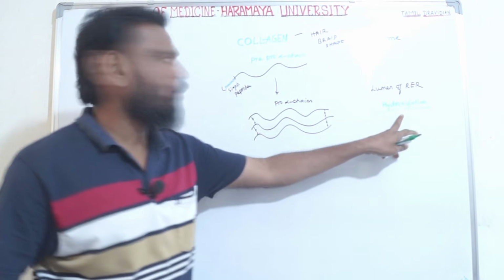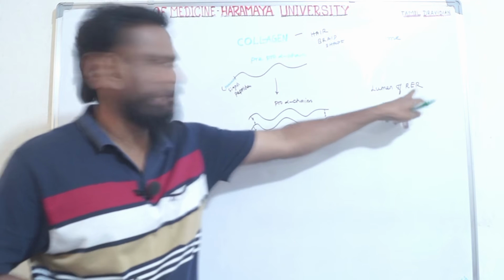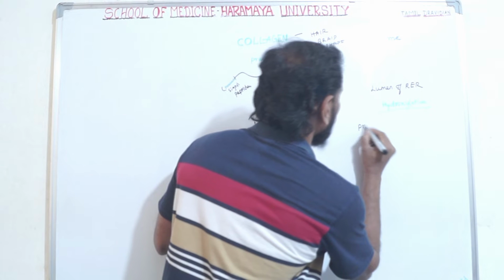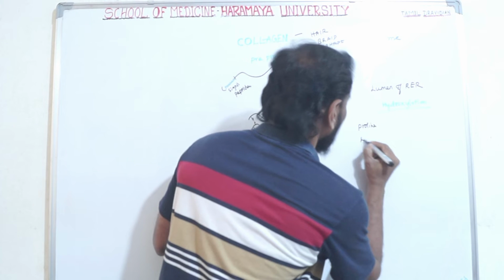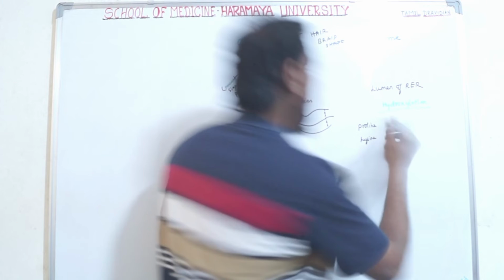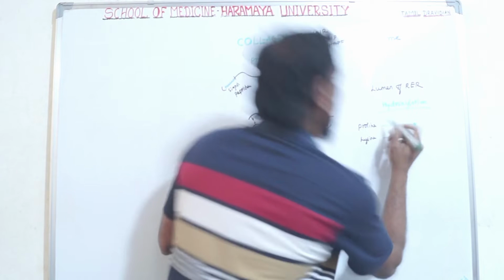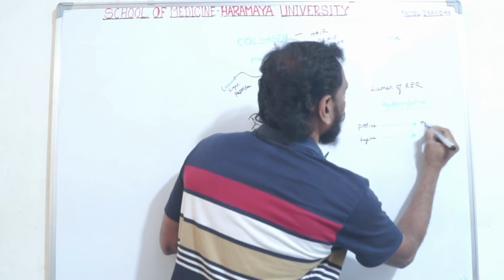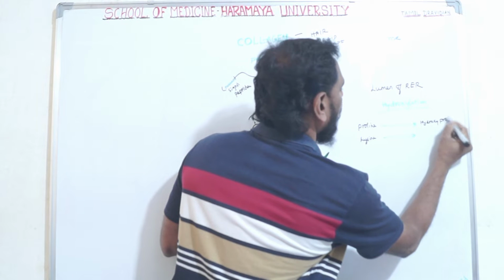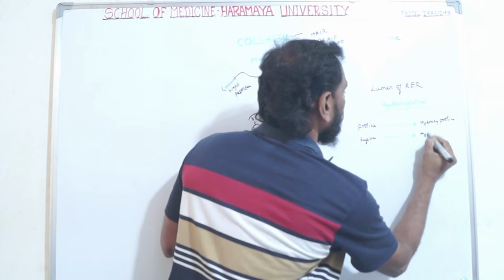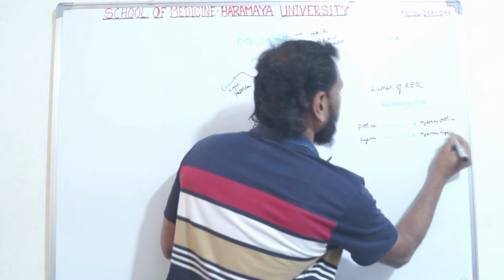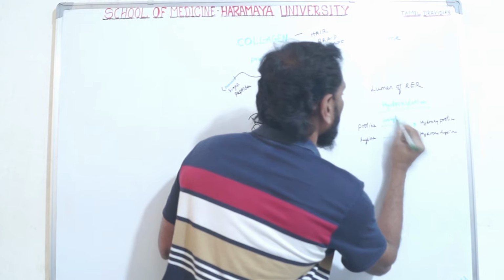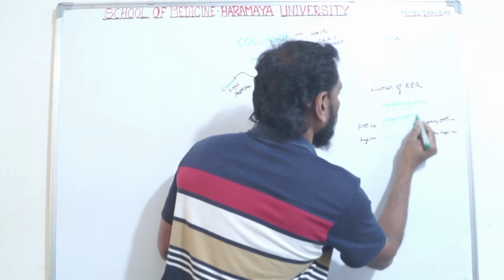So it requires more hydroxy amino acids. That's why the lumen of the rough endoplasmic reticulum introduces 2 more amino acids, proline and lysine. These 2 amino acids undergo hydroxylation reactions to produce hydroxyproline and hydroxylysine, by enzymes called prolyl hydroxylase and lysyl hydroxylase.